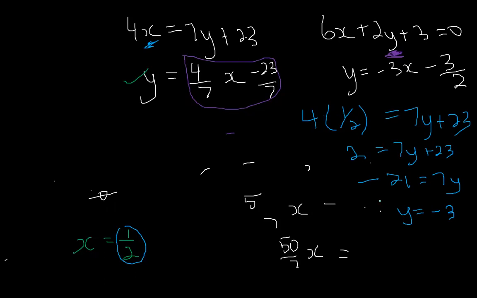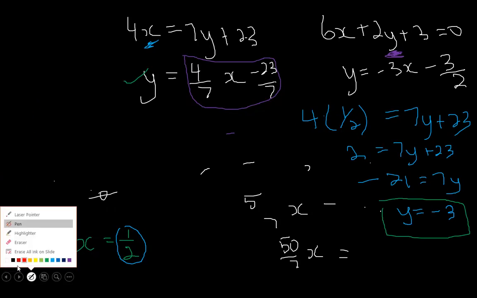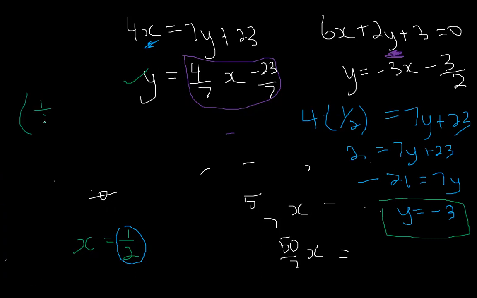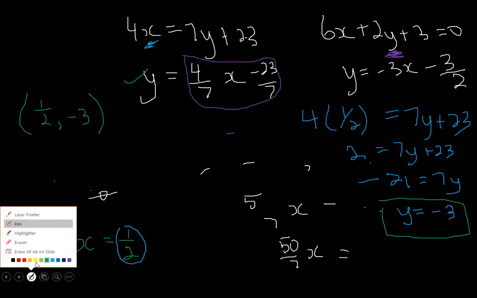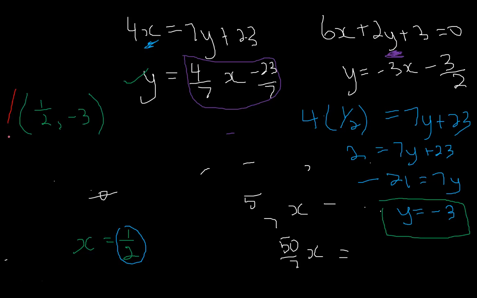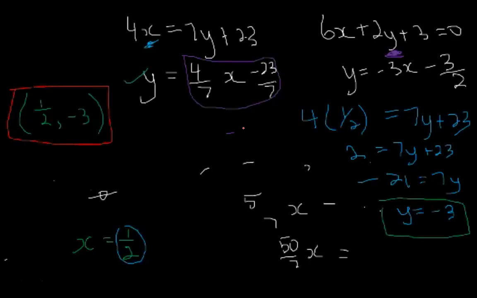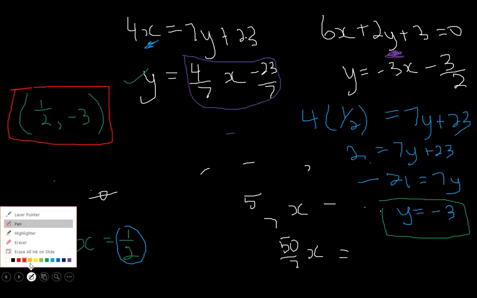Anybody got y is equal to -3? Yes, miss. Good job. So my answer now, since you want it in the coordinate form, which is x comma y, my answer for this question is 1/2 comma -3. Anybody got this answer? Like got the whole thing correct? Yes, miss. Good job. Anybody who didn't get it, don't worry. Practice makes perfect.